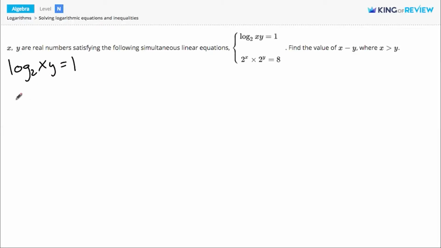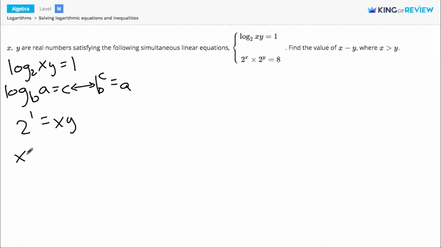And to do that, we can rewrite the log in exponential form, using the property of logs that says if we have the log base b of some number a equals some number c, that's the same thing as writing b to the c power equals a. Applying that to our equation, we get 2 to the first power equals x times y. Rewriting this equation, 2 to the first power is just 2. So now I've got one equation that's just in terms of x times y, rather than having a log in it. Let's see if we can do something with the second equation as well.